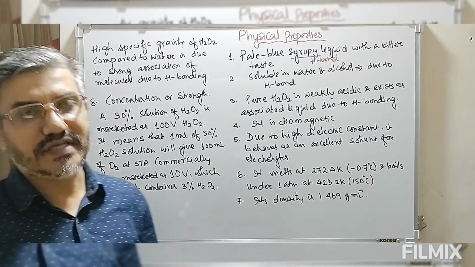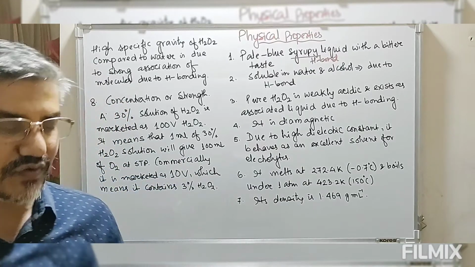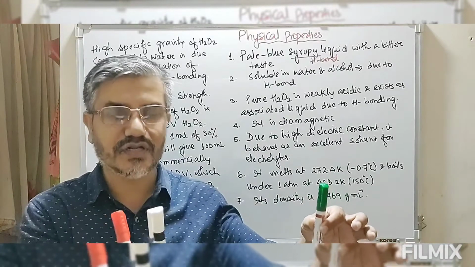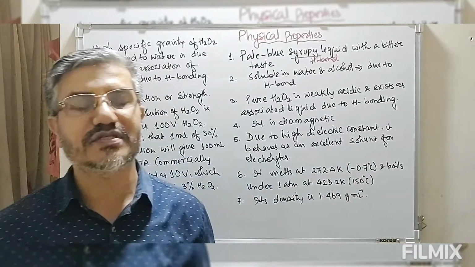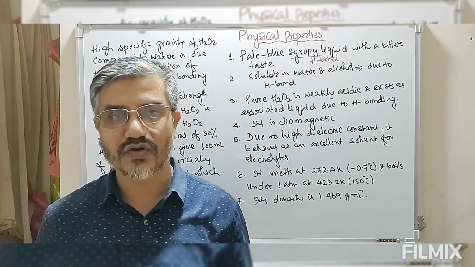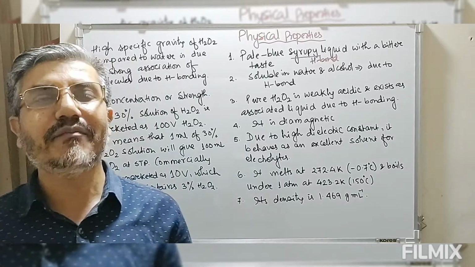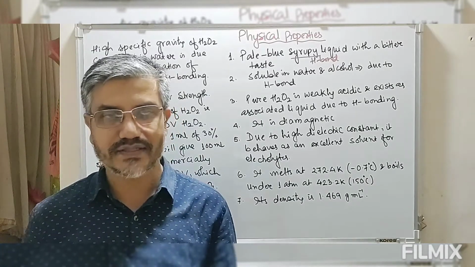Hydrogen peroxide is a diamagnetic substance. If I say diamagnetic, it means that when we place this substance in an external magnetic field, it is repelled. The property of a substance to get repelled by an external magnetic field is what we call diamagnetism, and diamagnetism is due to the complete pairing of electrons in its orbitals.